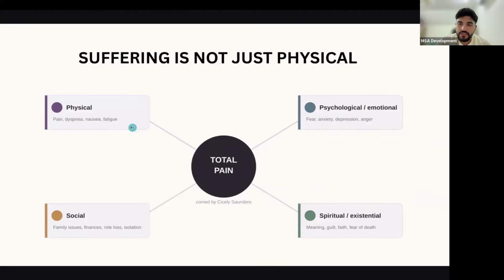Now, as I mentioned, it could be psychological. They can have fear and anxiety, right? They can have physical pain. They could have family issues, financial issues. They could have nobody, no friend, no spouse, no family. They could have some fear of death, guilt, so many things that they could possibly be going through. And this is what really coins the idea of total pain, which was made up by Cicely Saunders.